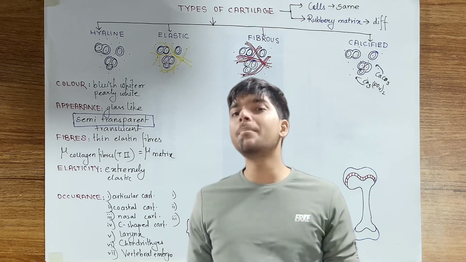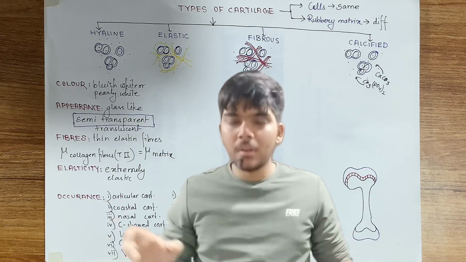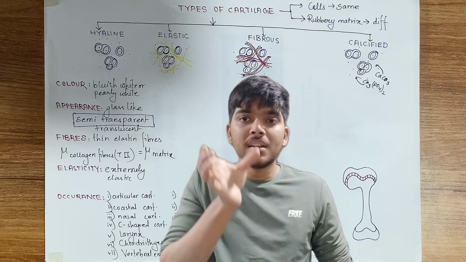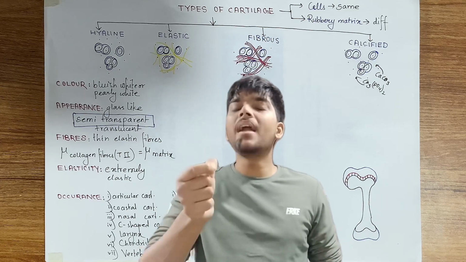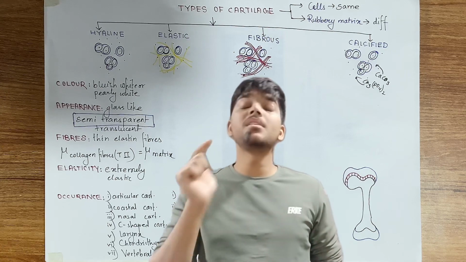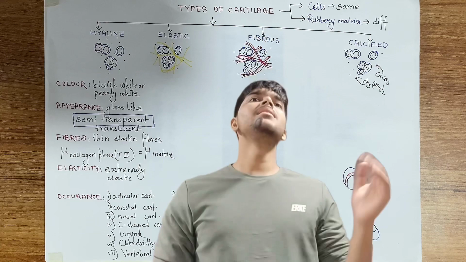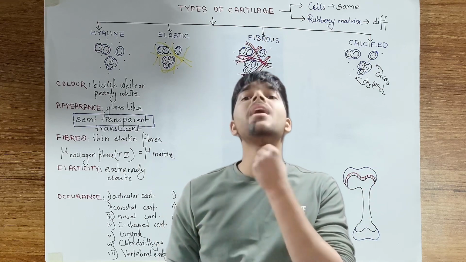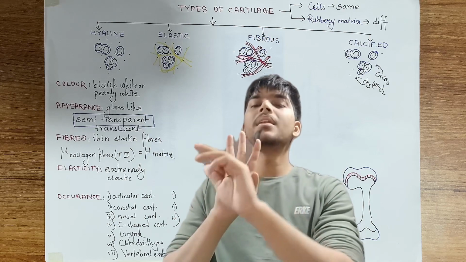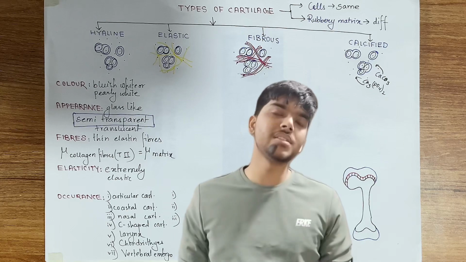Number 4 are the C-shaped rings found along your trachea and bronchi. Throughout your trachea and bronchi, there's your C-shaped cartilage. What they do is that they prevent trachea and bronchi from collapsing when the air pressure inside of them is low. And that's also made up of hyaline cartilage. Then there's your larynx, or the voice box, right? That's made up of 9 cartilages, out of which 1 is not hyaline cartilage, but the remaining 8 are hyaline cartilages.